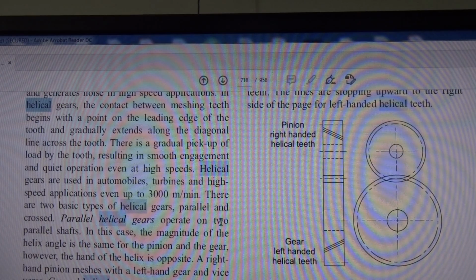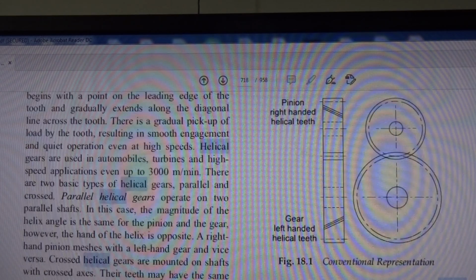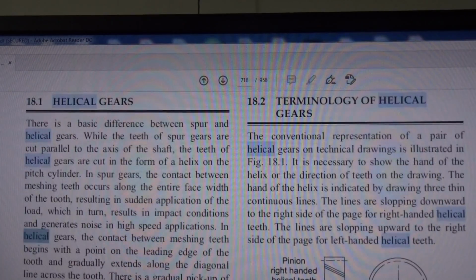Parallel helical gears operate on parallel shafts. In this case, the magnitude of the helix angle is the same for the pinion and gear. However, the hand of the helix is opposite. A right-handed tooth meshes with a left-handed tooth and vice versa. Cross helical gears are mounted on shafts with crossed axes. Their teeth may have the same or opposite hand of the helix. The discussion in this chapter is only for the parallel helical gear.